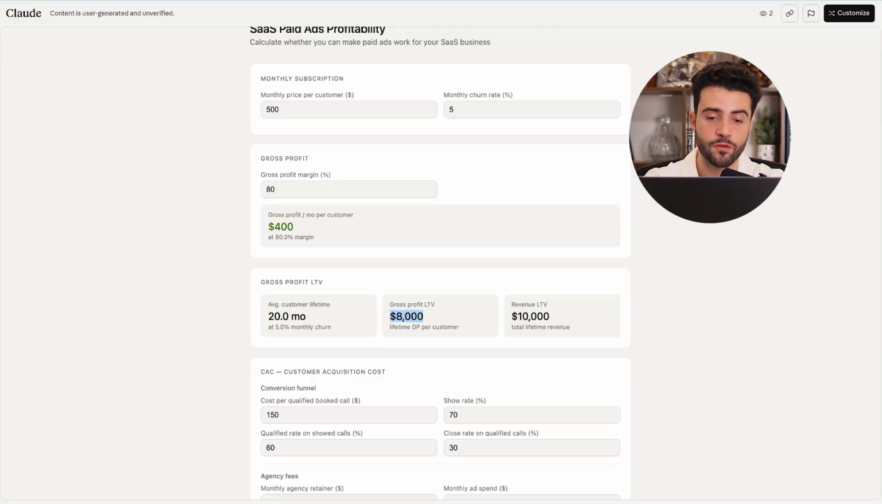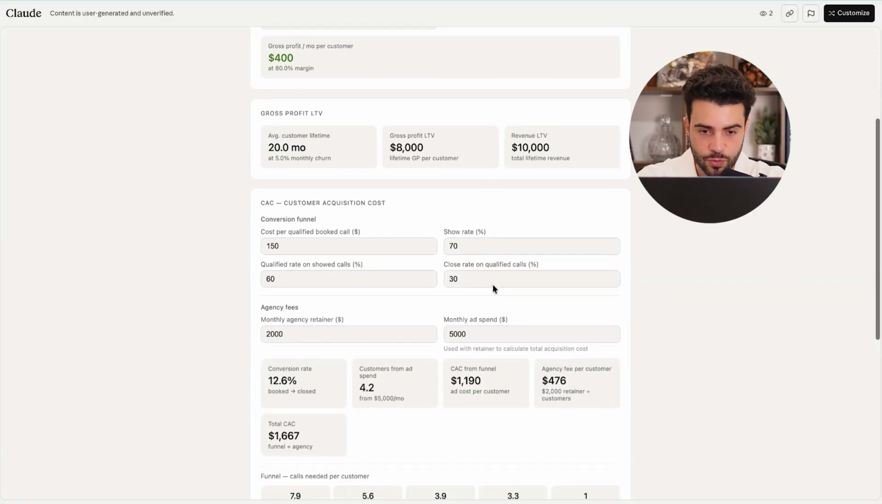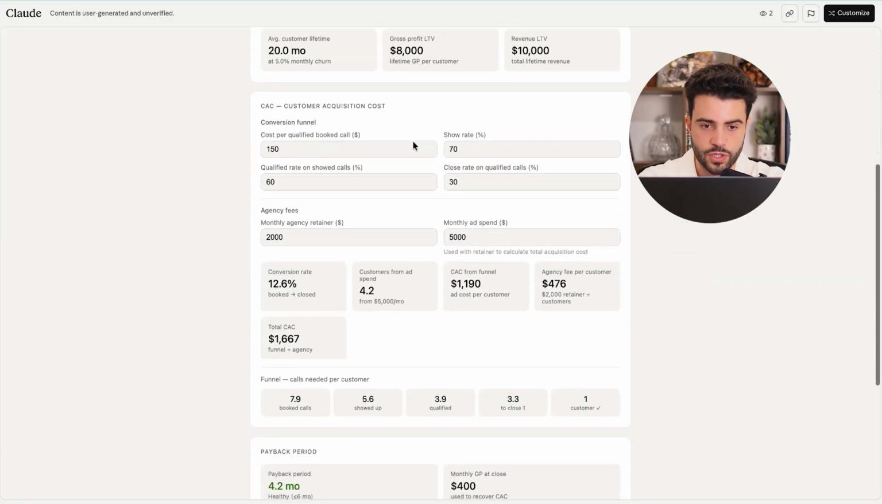So that is very valuable information that we want to be able to use when we're modeling out our customer acquisition cost. After we understand this, now we're going to go to the customer acquisition cost. So the first thing that we're going to put in here is your cost per qualified book call, or you can call it cost per qualified demo. So let's say this is $250. Typically we see for our clients anywhere from $100 to $300 is their cost per qualified booked demo. So say this is $250.